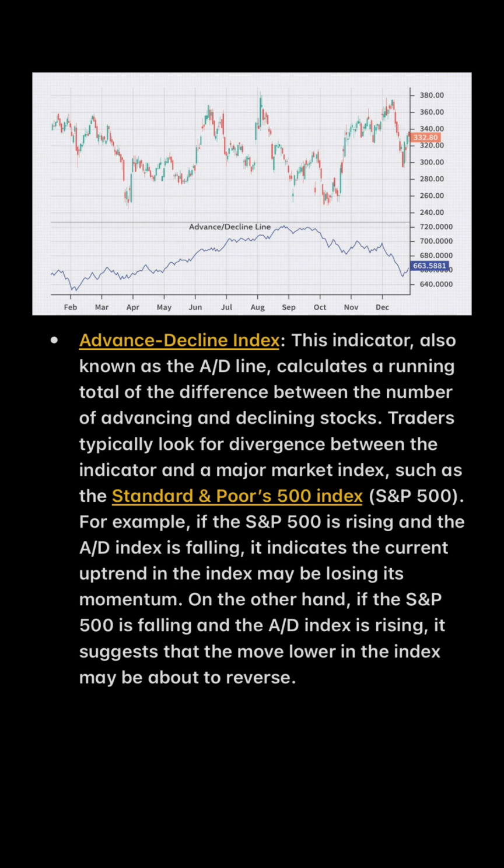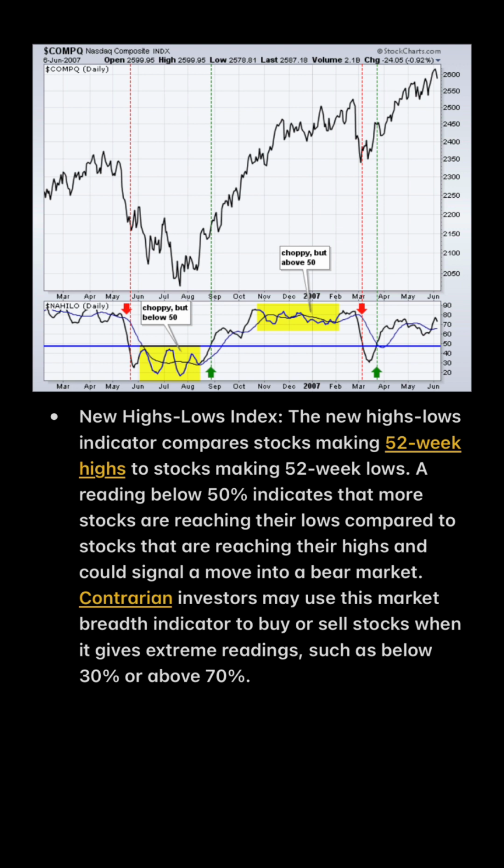On the other hand, if the S&P is falling and the AD line is rising, it suggests that the move lower in the index may be about to reverse. Another popular indicator is the New High-Low Index.